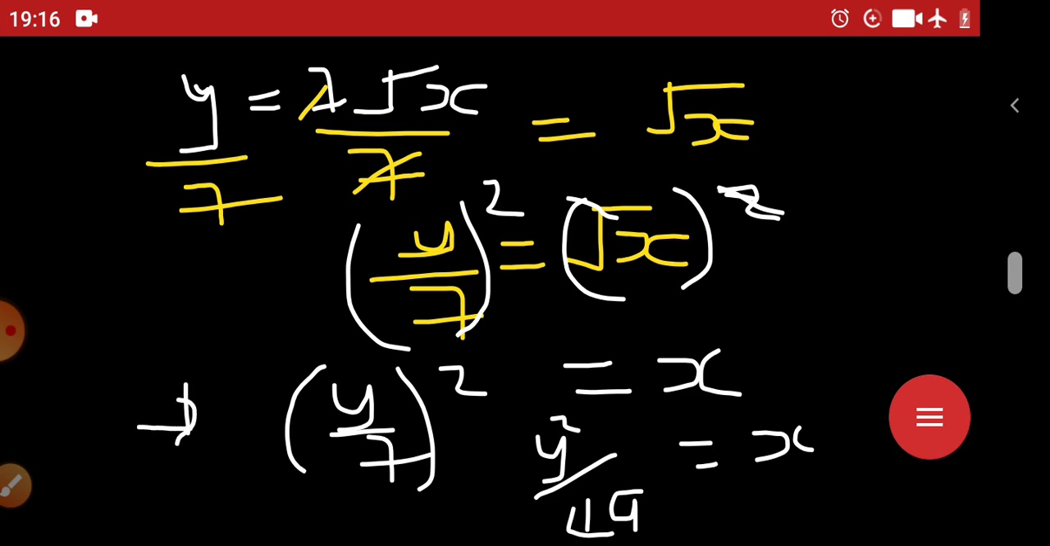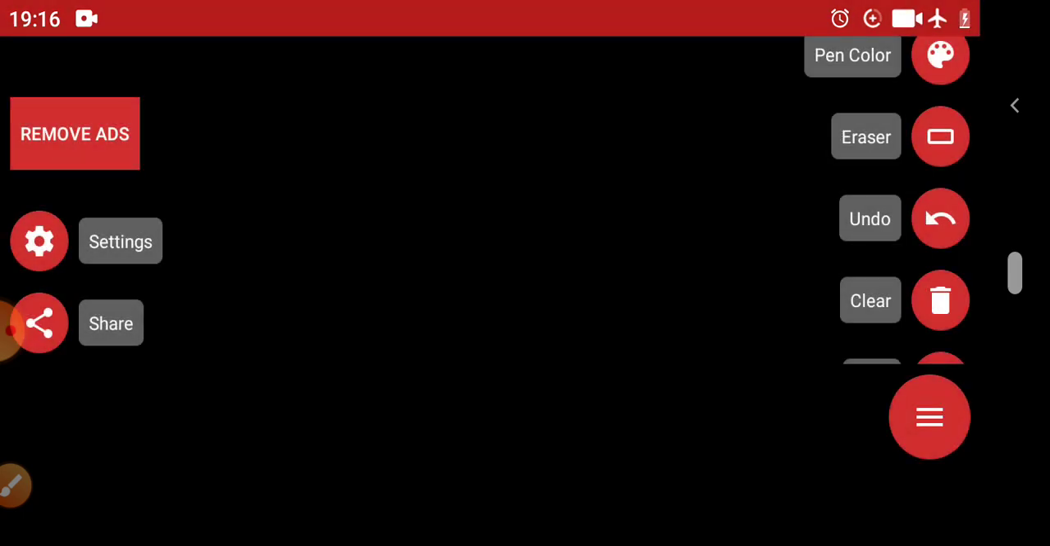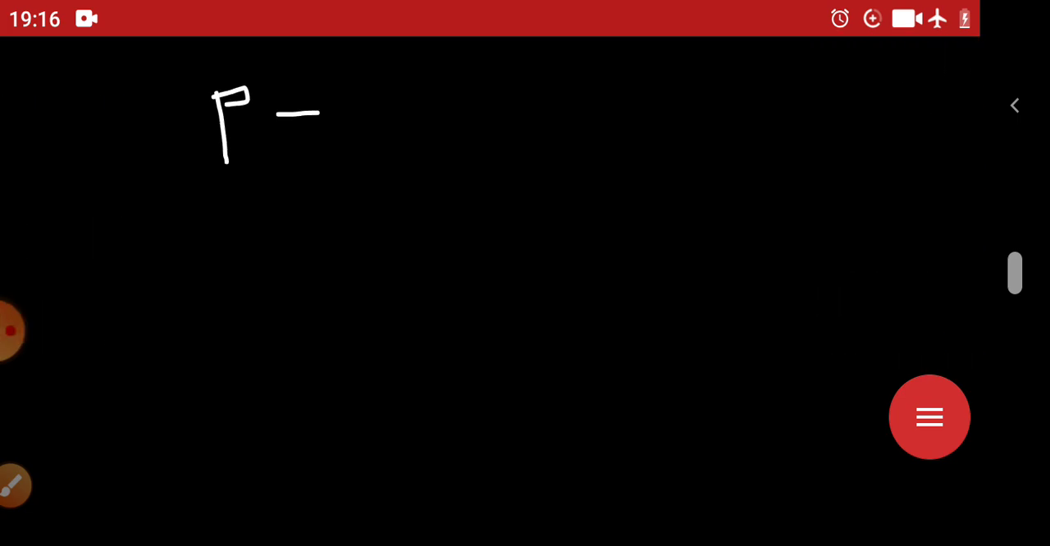They didn't require us to leave it in the simplest form. So let's go to the next one. Okay, maybe C. Let's go to C. In C, we have P is equal to the square root of A over B, and here we are required to make B the subject of the formula.